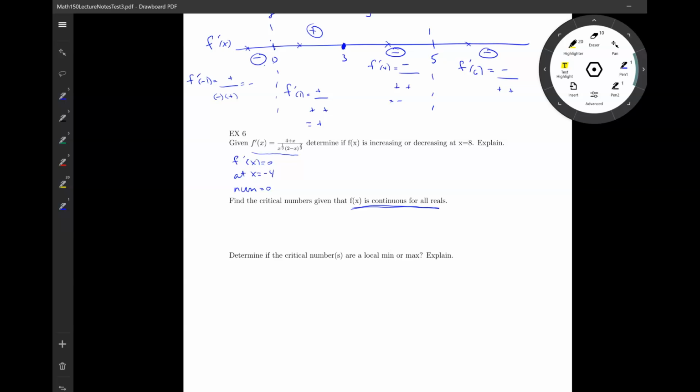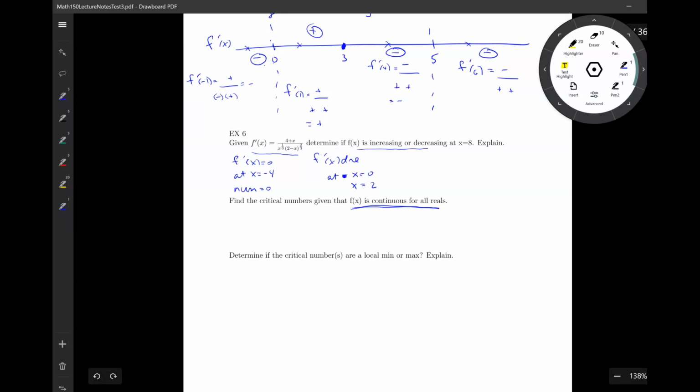All right, so then the derivative doesn't exist where the denominator is equal to 0. So that's going to be at x equals 0, oops, and x equals 2. All right, and that's going to be answering this part of the question.